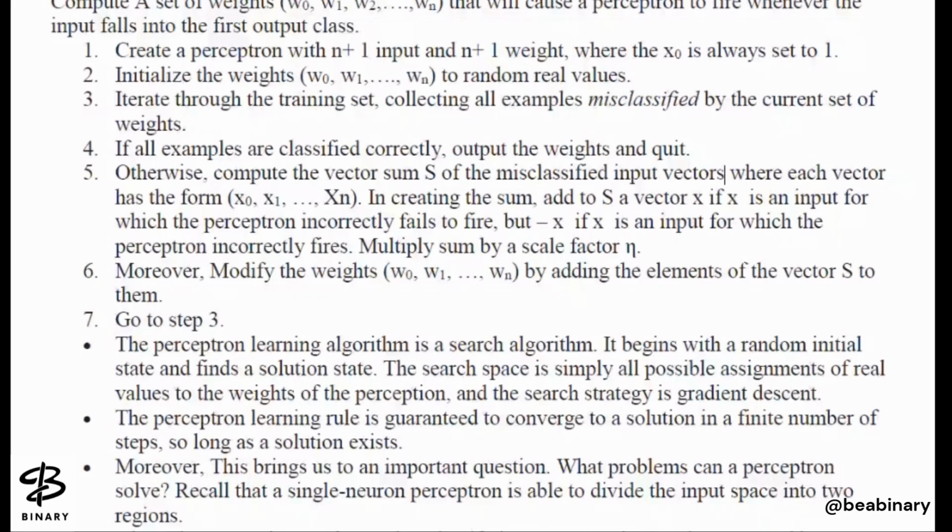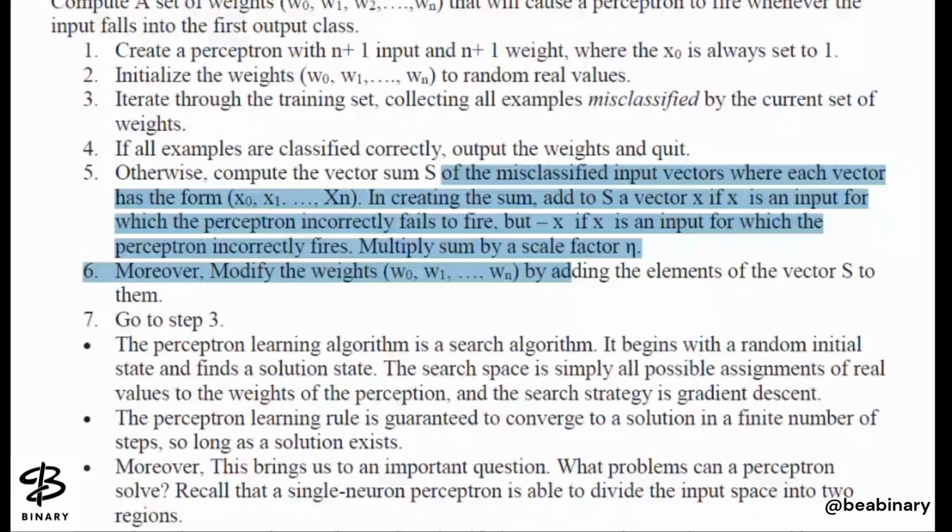Otherwise, compute the vector sum S of the misclassified input vectors, where each vector is of the form x0 to xn. In creating the sum, add to S a vector x if x is an input for which the perceptron incorrectly fails to fire, but subtract x if x is an input for which the perceptron incorrectly fires, multiplying the sum by a scale factor.